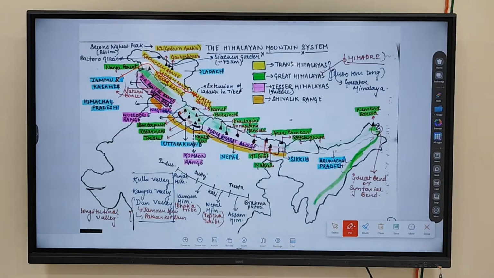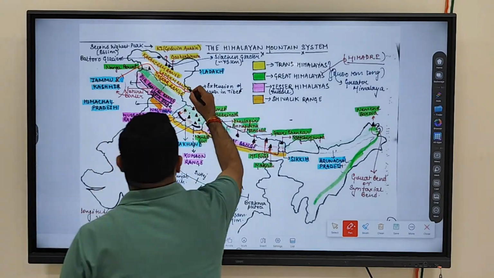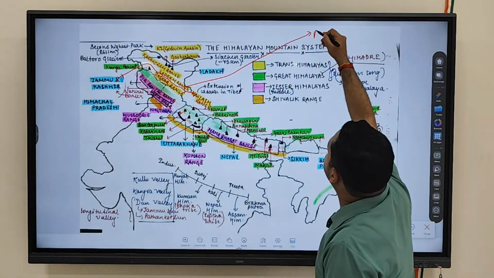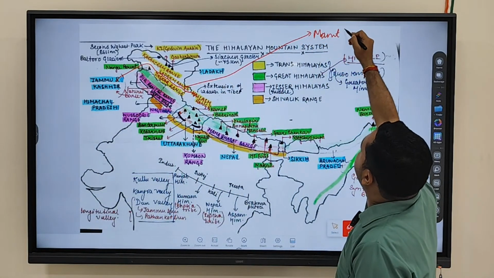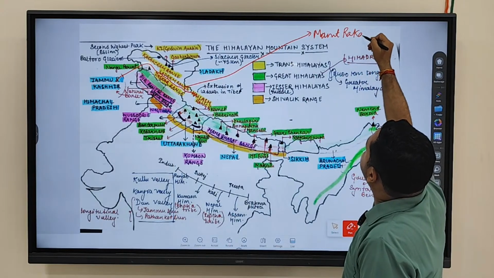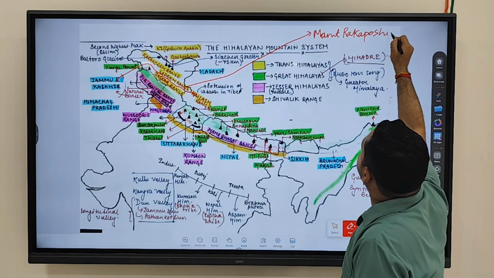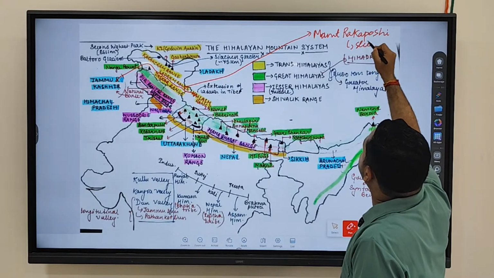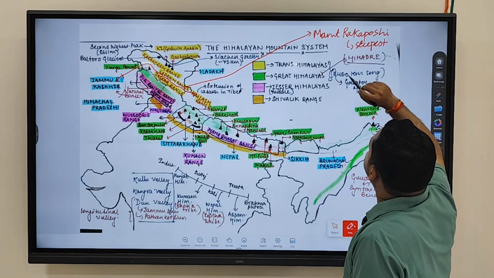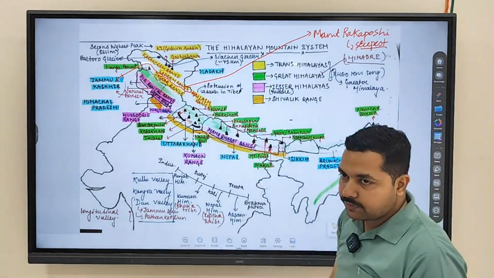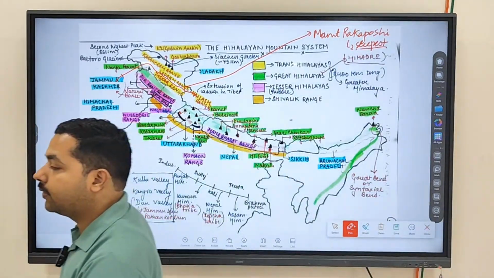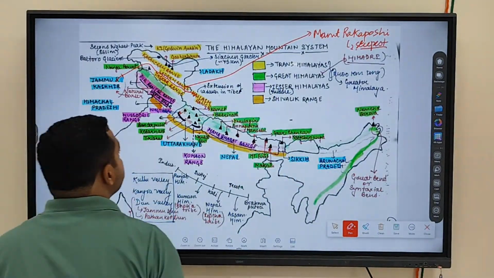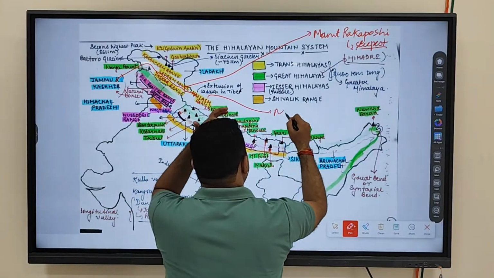Clear? Now the important peak of Ladakh range is called Mount Rakaposhi. This is an important peak of Ladakh range. It is one of the steepest mountains in the world. Its slopes are very steep. Clear? An important peak of Kailash range is Mount Kailash.